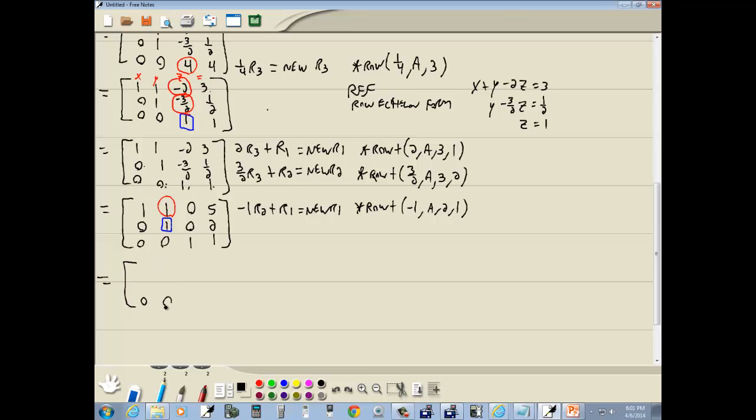0, 0, 1, 1, 0, 1, 0, 2. Okay, negative 1 times row 2. Negative 1 times 0 is 0, plus 1 is 1. Negative 1 times 1 is negative 1, plus 1 is 0. Negative 1 times 0 is 0, plus 0 is 0. Negative 1 times 2 is negative 2 plus 5, which is 3.